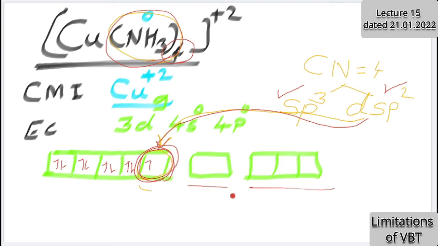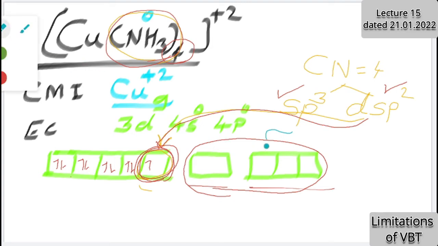So only one option is left. Which hybridization should it be? d orbitals can't be made available, so sp3. sp3 will be the type of hybridization. If sp3 is the hybridization, this complex should be tetrahedral. As per our knowledge of valence bond theory, as per its basis and postulates, tetrahedral should be the geometry.